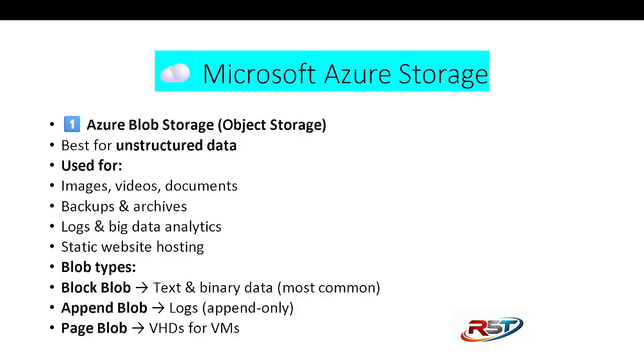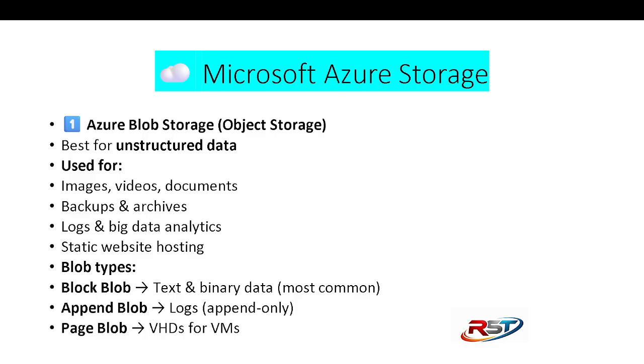In Azure Storage, the first one is Azure Blob Storage. This is object storage, best for unstructured data, used for images, videos, documents, backups and archives, logs and big data analytics, static website hosting. So for all these, it will help.